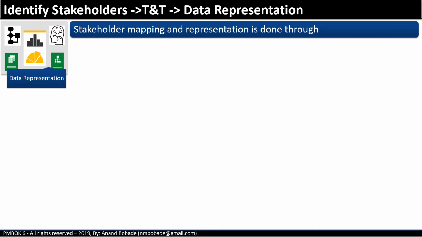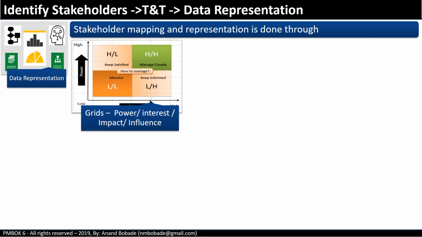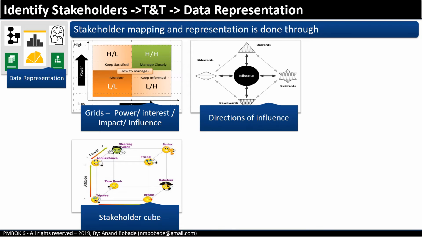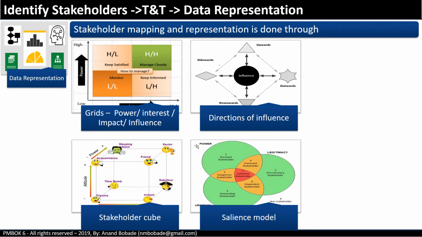Once you have analyzed the data through the techniques we learned, how do you represent it in order to prepare the stakeholder register? This is where data representation techniques help the project manager. Data representation is done through power, interest, impact, or influence grids, combining these grids with the directions of influence, also three-dimensional stakeholder analysis using the stakeholder cube, and the Salience model.